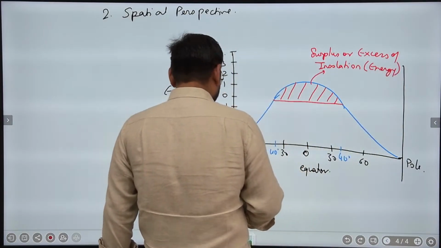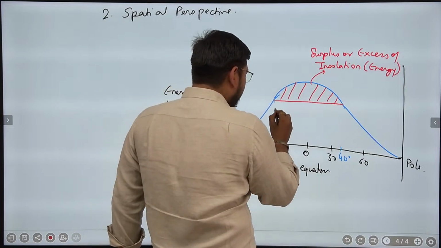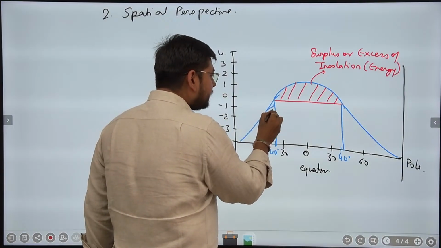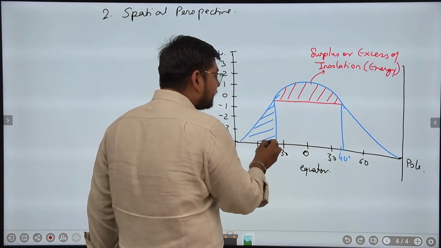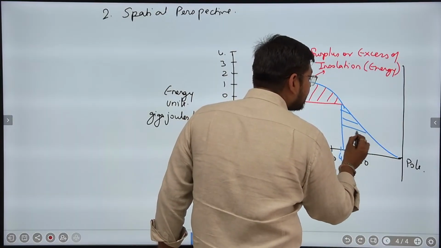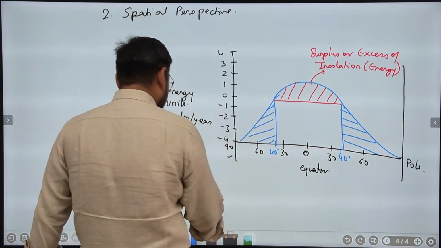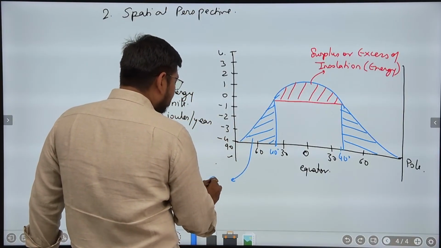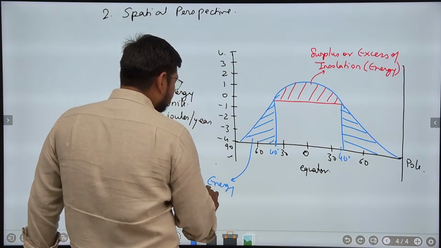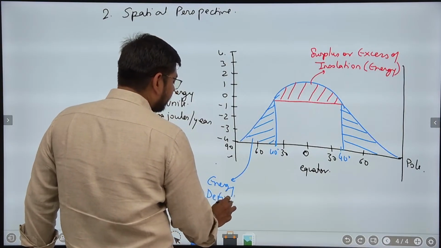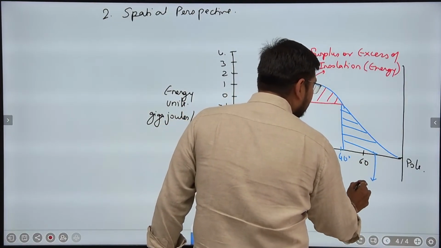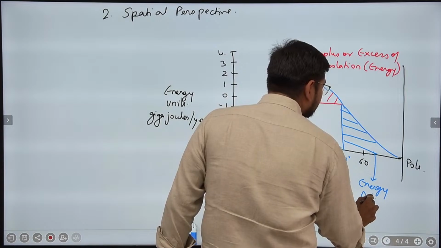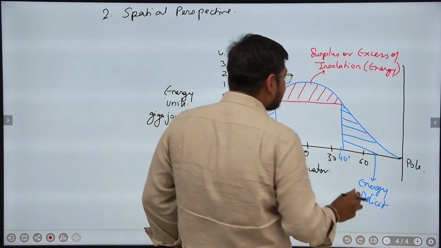What we see is that from 40 degrees of latitude in the northern hemisphere to 40 degrees of latitude in the southern hemisphere, this region receives deficit energy, or very low energy in this case. So this region here signifies the energy deficit region.